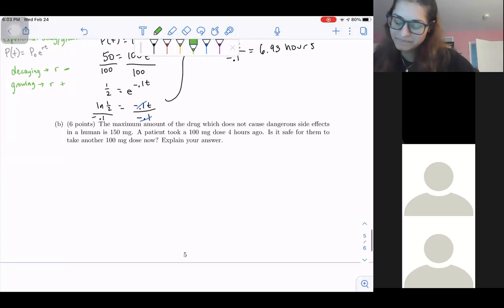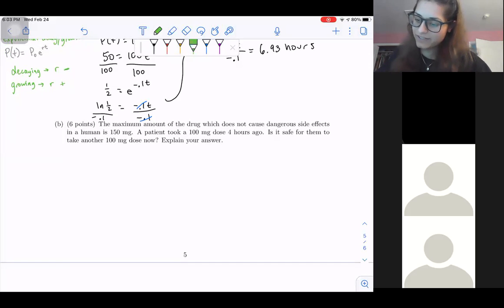And see. The maximum amount of the drug, which does not cause dangerous side effects in a human, is 150 milligrams. A patient took a 100 milligram dose 4 hours ago. Is it safe for them to take another 100 milligram dose now? All right, so for the pre-health professionals, this one's for you guys. When you prescribe medication, you will be doing this kind of math. You will, for sure.